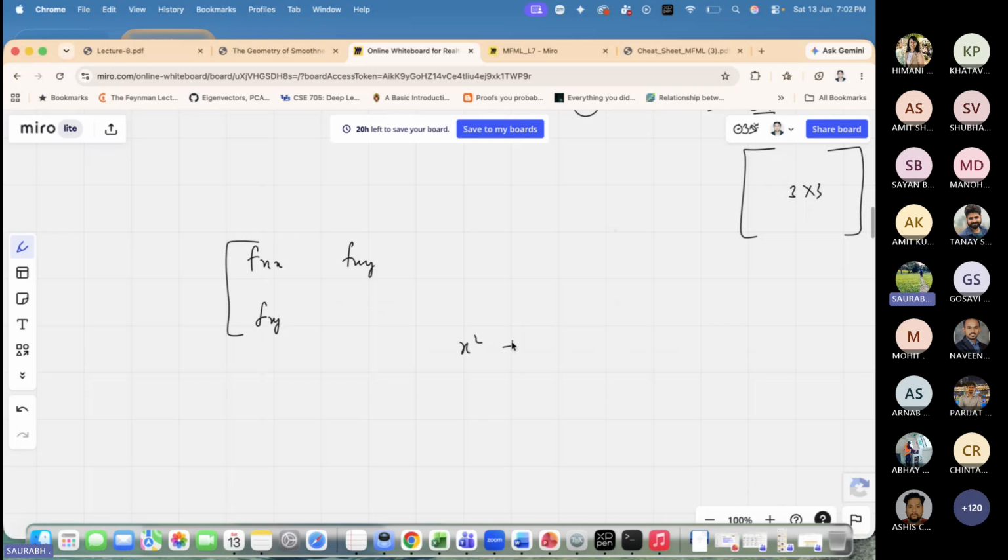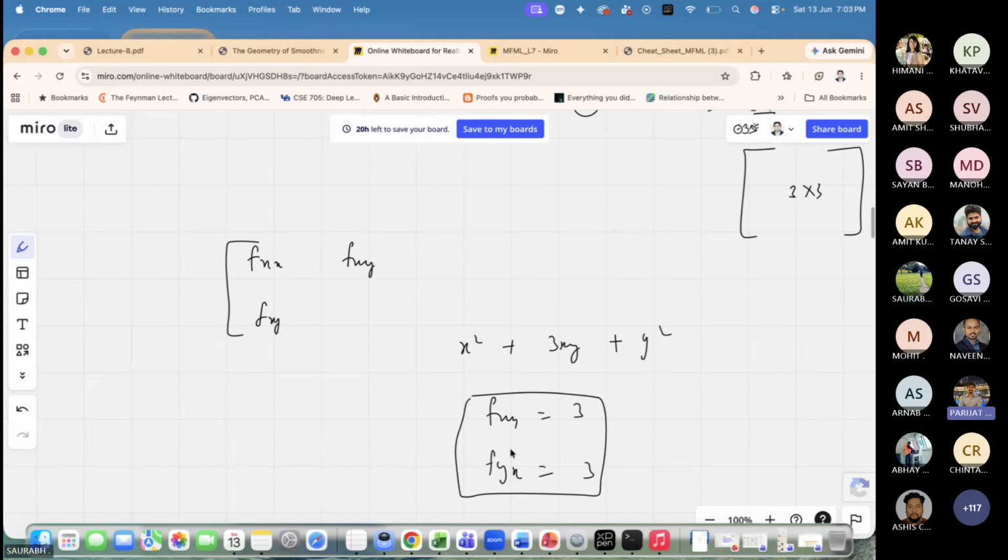Think of x square plus 3xy plus y square. If you take fxy, you eventually would get 3. If you take fyx, you eventually would get 3. Both the things are the same. Will it be true for all functions? Yes, it's true for all functions. Okay.